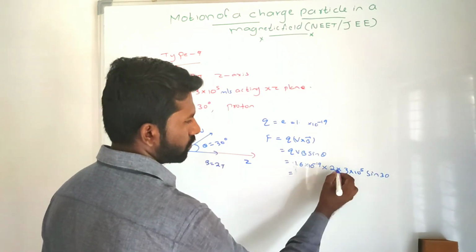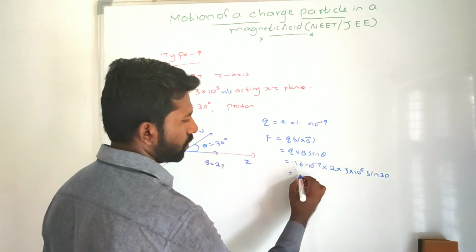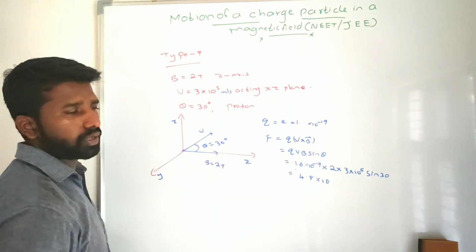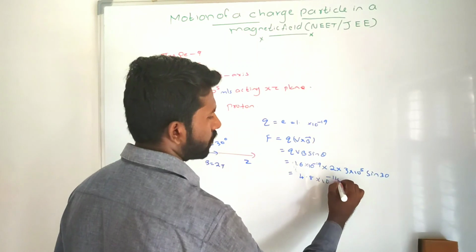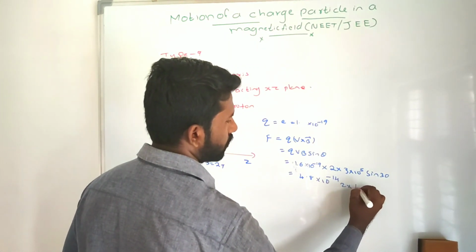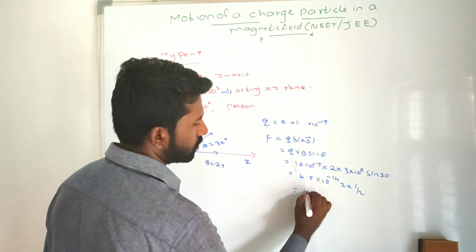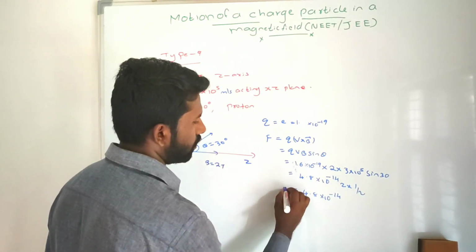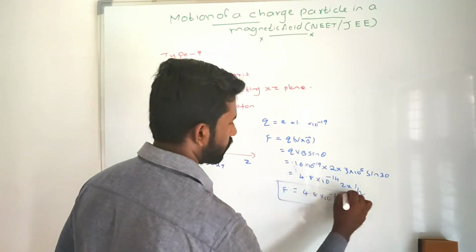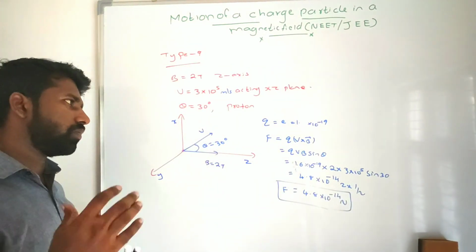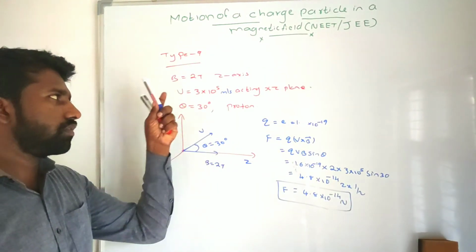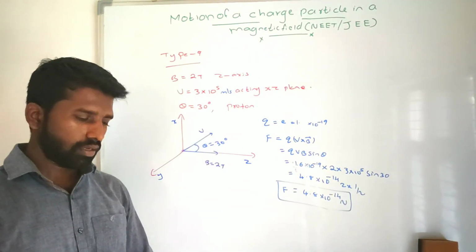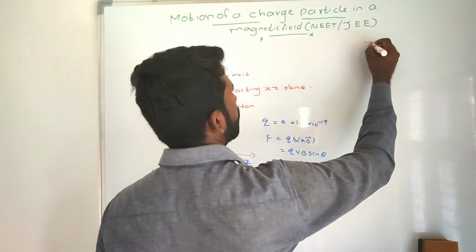Multiplying 1.6 into 3, that is 4.8. You will get 10 power minus 19 plus 5, that is 10 power minus 14. 2 into sine 30 value, which is 1 by 2, the 1 by 2 and 2 cancel. I am getting 4.8 into 10 power minus 14 Newton. This is the force acting on the charged particle. This type of problem you can expect. They will give the values and ask about the force formula. And the next, we will see type 10.